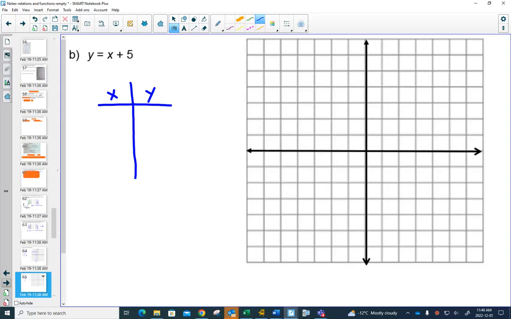Could you tell me one point that has to be on this graph? 0 and 5. 1 and 6. 2 and 7. -2 and 3. So do you see that you could pick any x value you wanted, and then you could find the y value that goes with it. Now, when we go to graph this, we have 0 and 5, 1 and 6, 2 and 7, -2 and 3. Do you notice they make a straight line?